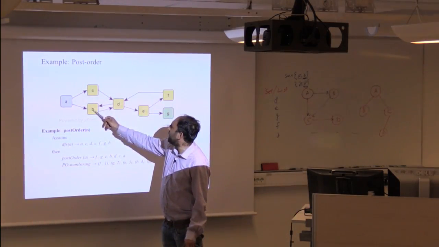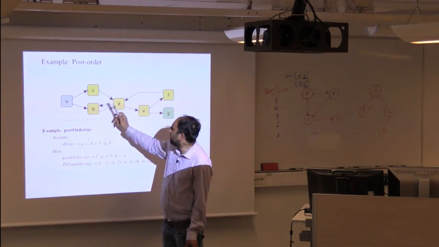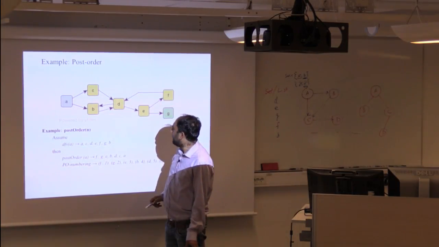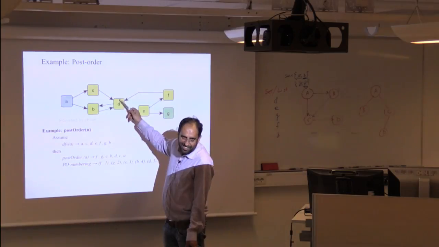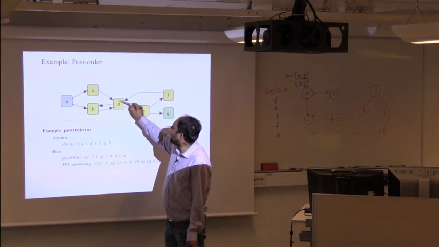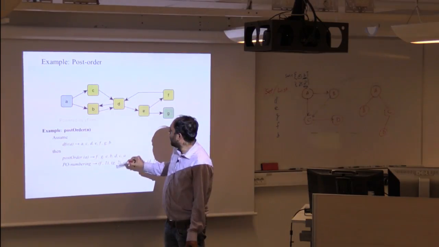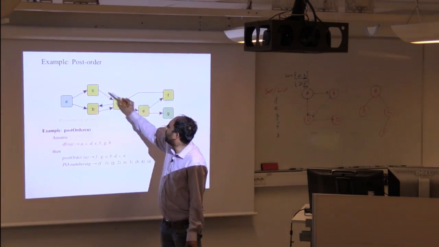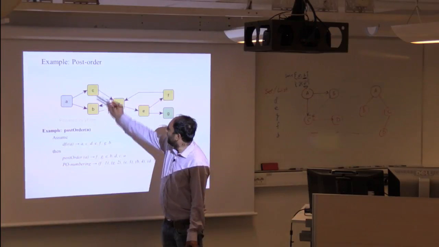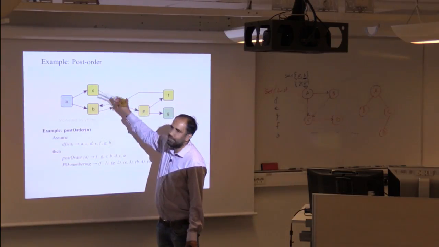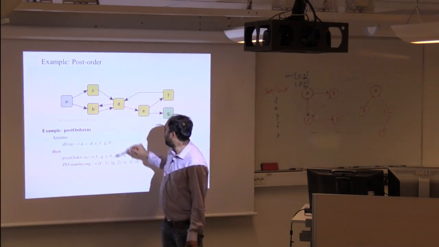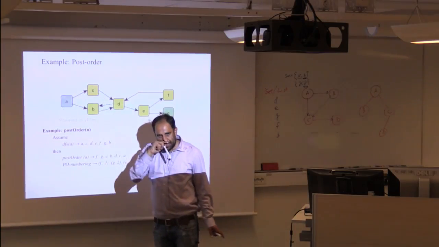we check B: does it have a successor? Yes, it has a successor, D, but it is already in the marked list. So we come back to D, and now we have visited all the successors of D. So we can visit D, and then we go back to C and check that it doesn't have any more successors. So we visit C, and then we check A.